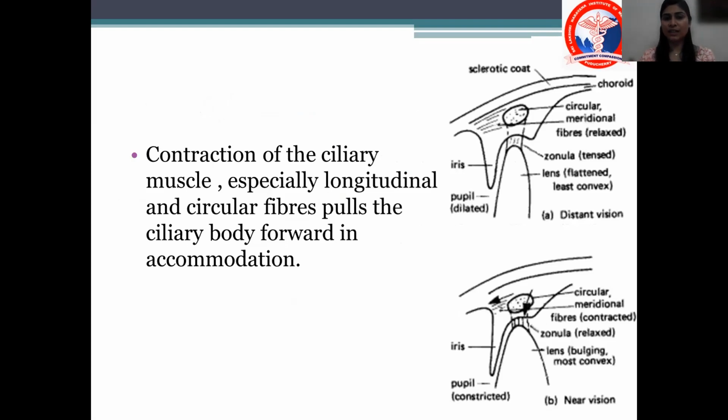The contraction of the ciliary muscle, especially the longitudinal and circular fibers, pulls the ciliary body forward in accommodation. So we have read that the function of the ciliary body is in lens accommodation and aqueous humor drainage. So here, due to the longitudinal and the circular fibers, they pull the ciliary body forward in accommodation.